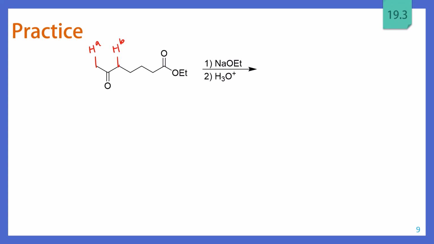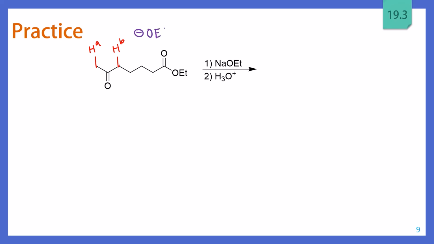If we were to pull off HA, that would make our enolate over here. And it would be a 1, 2, 3, 4, 5, 6, 7-membered ring. So that's what would happen if we pulled off HA. If we pull off HB, our enolate would be on that 3rd carbon in from the left, and that would give us a 1, 2, 3, 4, 5-membered ring. So that's 1 vote for HB. Also, if we pull off proton B, we're going to end up with the more stable enolate because we're going to have a more substituted alkene.